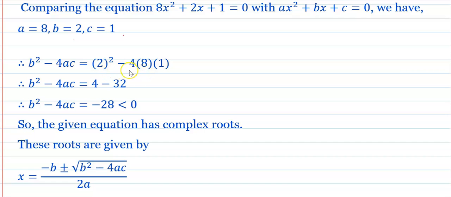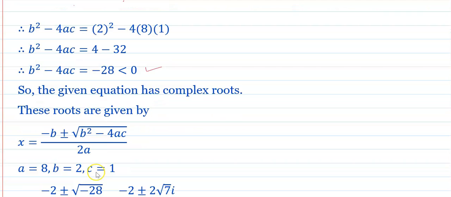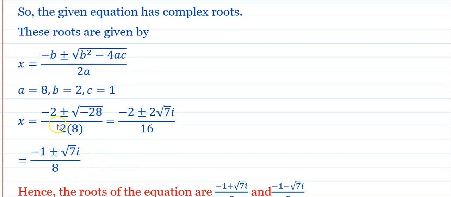2 square minus 4 into 8 into 1. 2 square means what? 4 minus 32, which is minus 28, which is negative. So the given equation has the complex roots. These roots are given by x is equals to minus b plus or minus root of b square minus 4ac upon 2a. या व्हॅल्यूज इथे सबस्टिट्यूट करणार.